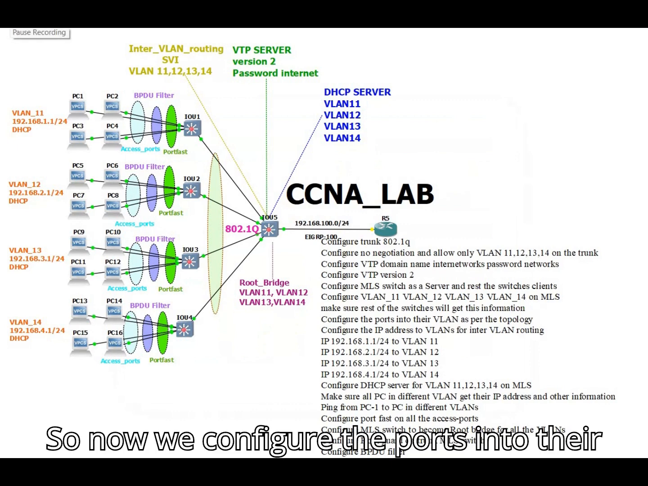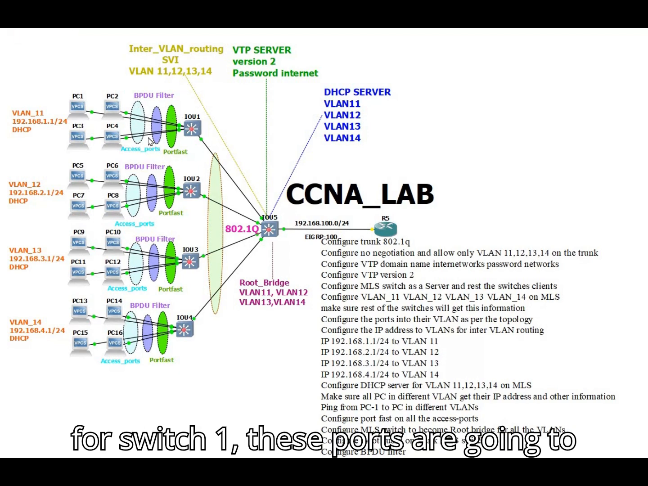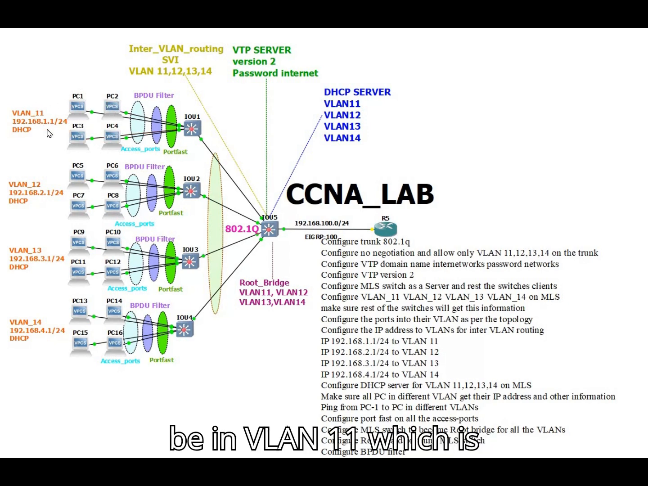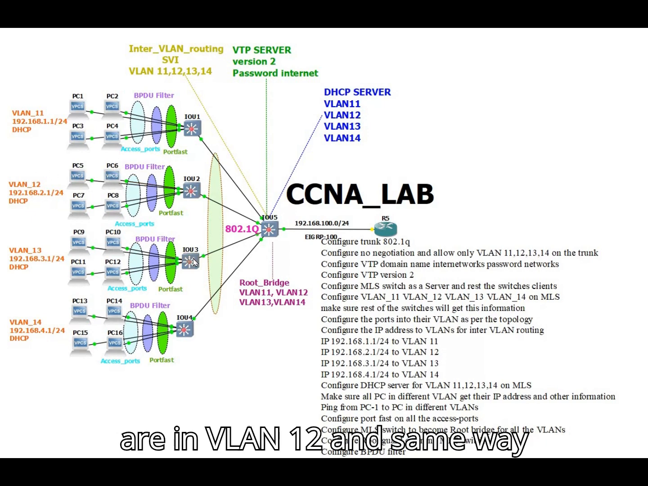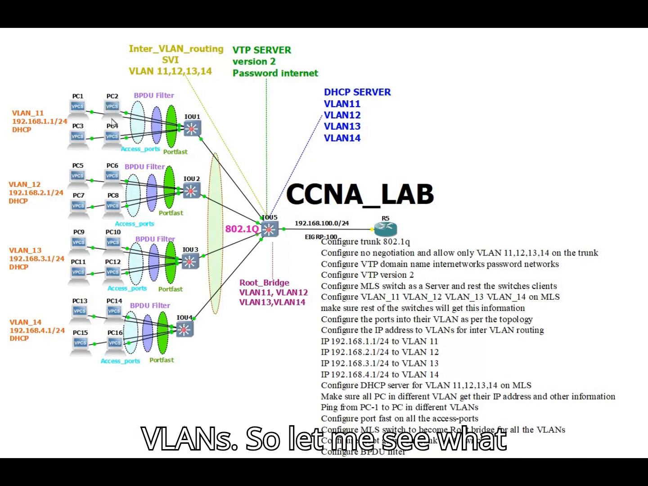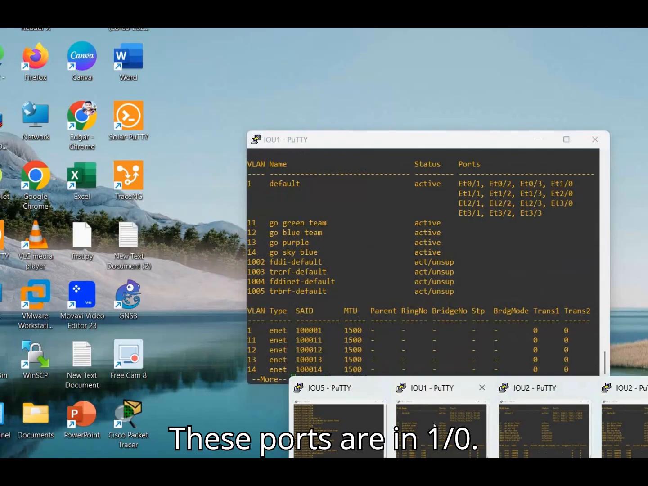Now we configure the ports into their respective VLANs as per the topology. For switch 1, these PCs are going to be in VLAN 11, which is go green, and on switch 2, these ports are in VLAN 12, and the same way for switch 3 and switch 4. So now we configure these ports to their respective VLANs. Let me see what the ports are.